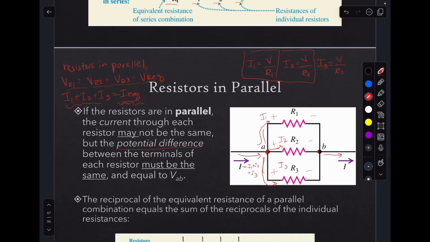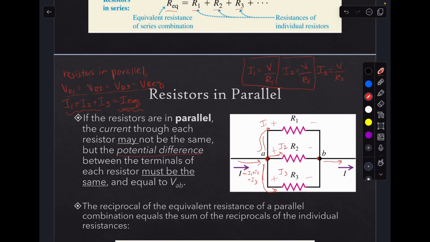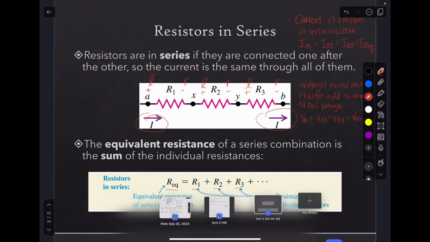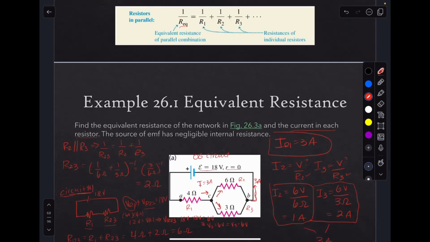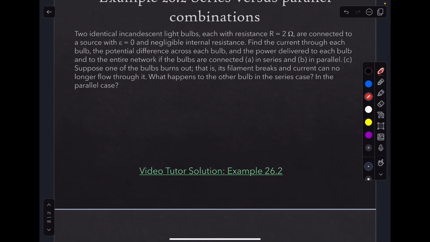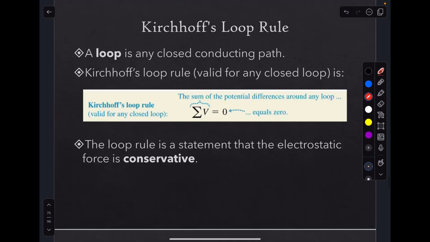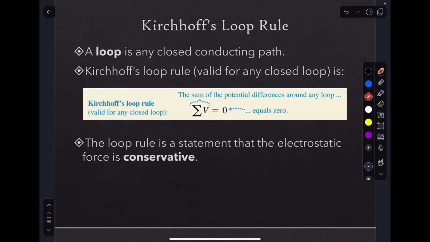So these rules for current and voltage and resistors in parallel are just a formulation of Kirchhoff's junction rule. And there's one more Kirchhoff's rule, the loop rule. The loop rule states that in any closed conducting path, all the voltages must equal 0. And we actually just looked at this loop rule.